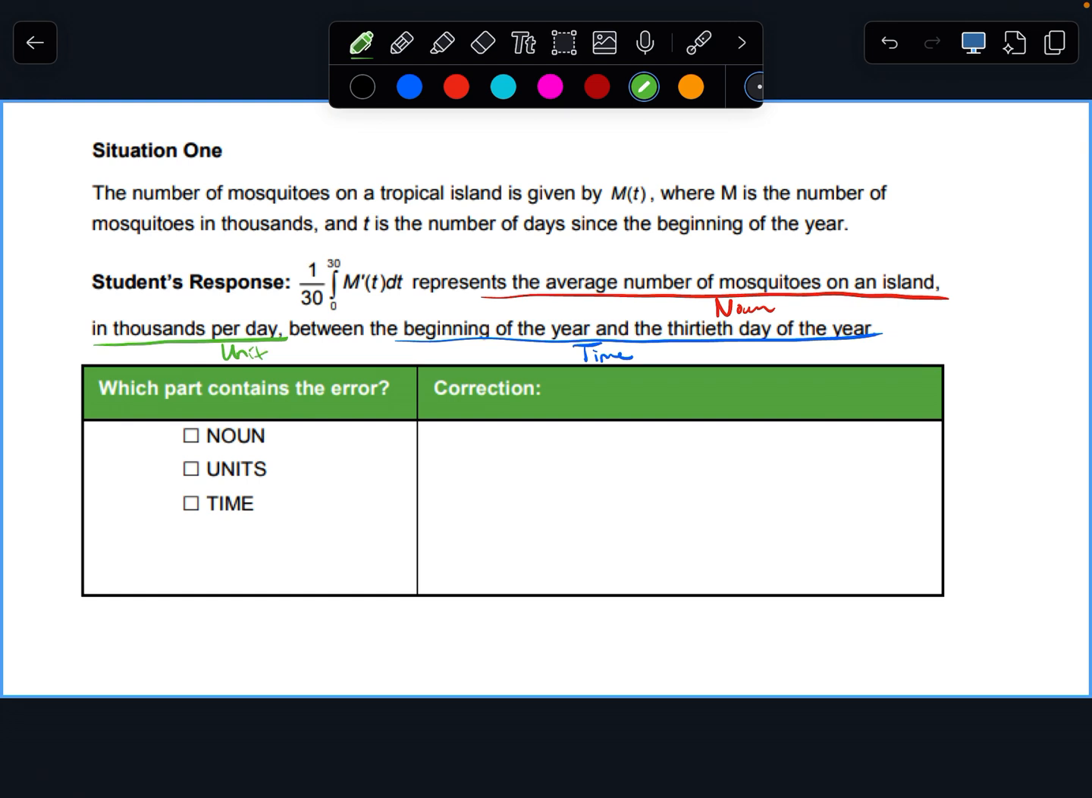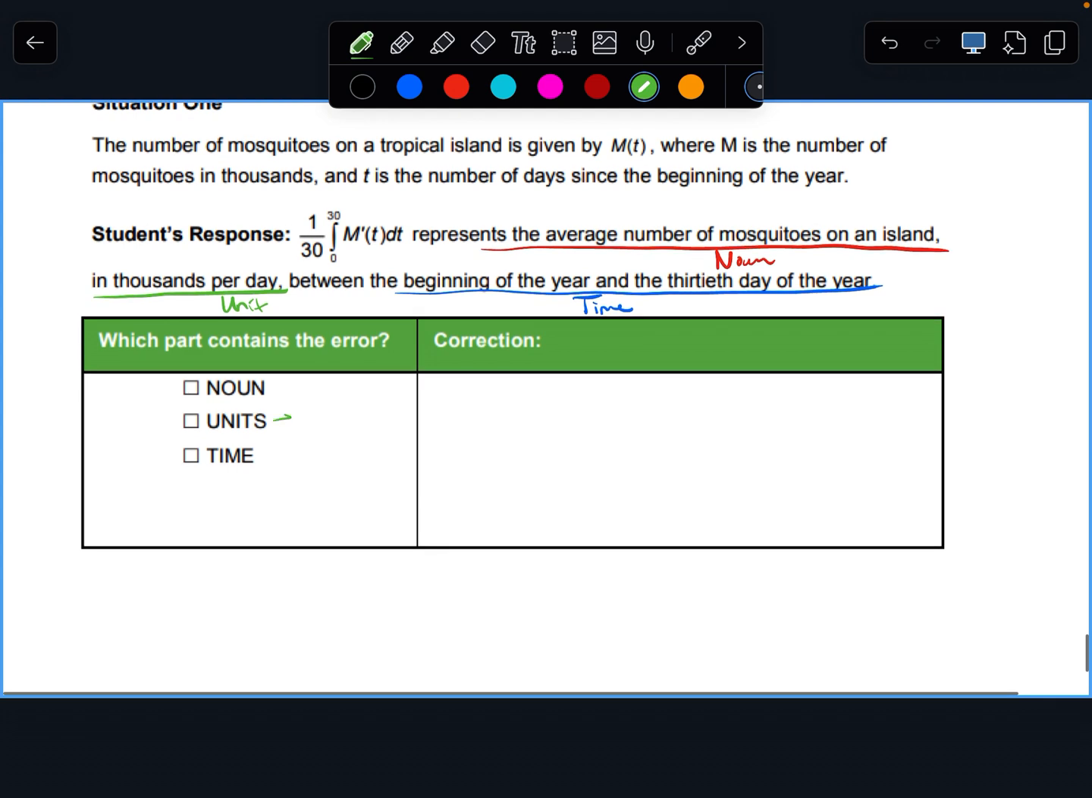So there's something wrong with it. What I do is usually check units first, to be honest. I almost always check units first. So 1 over 30, 30 is a time frame, so that's going to be 1 over days. And then the integration of M prime would give me just regular M. If M is the number of mosquitoes in thousands, this is the number of skeets.